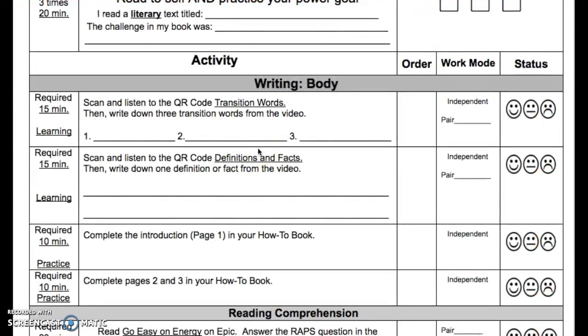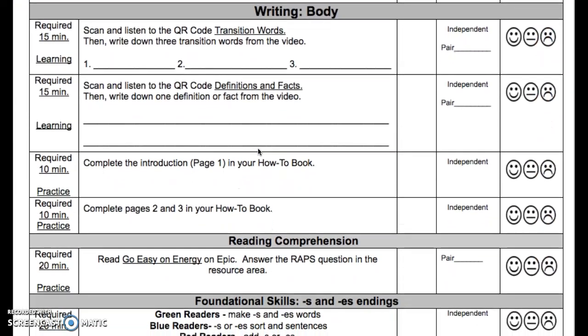The first activity is writing. You're going to practice writing the body of your paper this week. This is required 15 minutes. It is learning. Scan and listen to the QR code transition words. Then write down 3 transition words from the video in the lines provided here. This can be done independent or with a pair. Remember to mark your work mode.